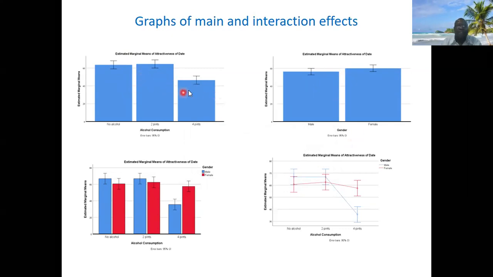Then if you look at the main effect of alcohol and the main effect of gender, you can see now the female scored lower than the male, and the difference is not significant. The difference is not much. When we look at their interaction now, for no point, we already said that the red is the female. Female scored lower when there's no alcohol. When there are 2 points, female still scored lower. But when there are 4 points, male drastically reduce. It's the same thing. This is a bar chart, this is a line.